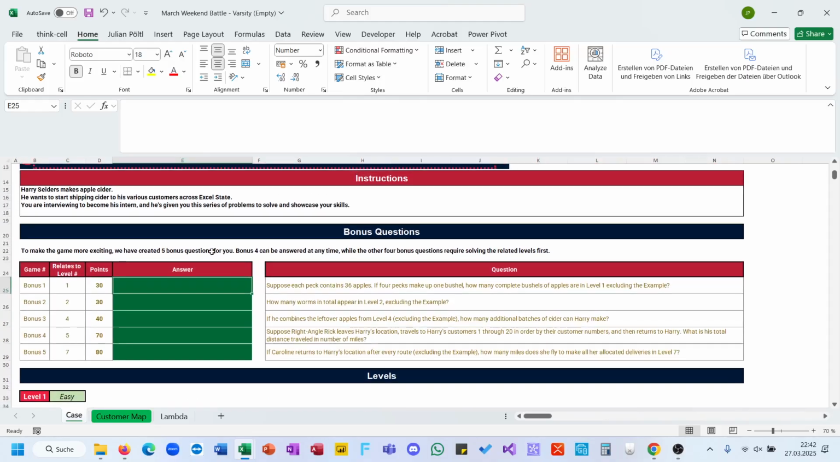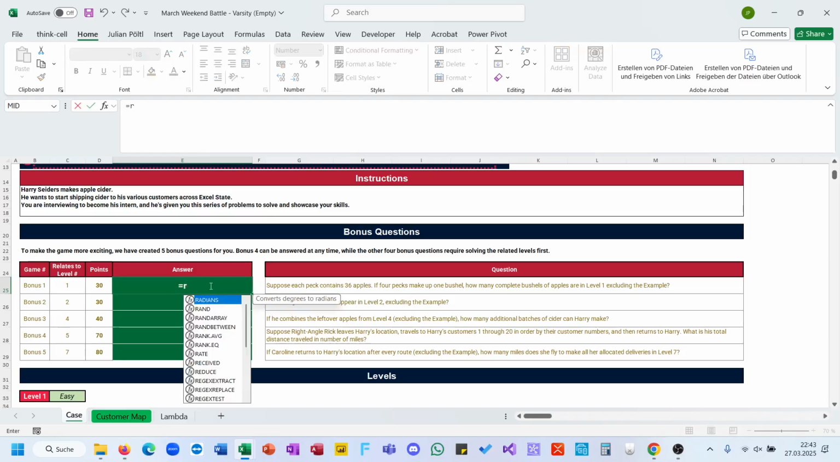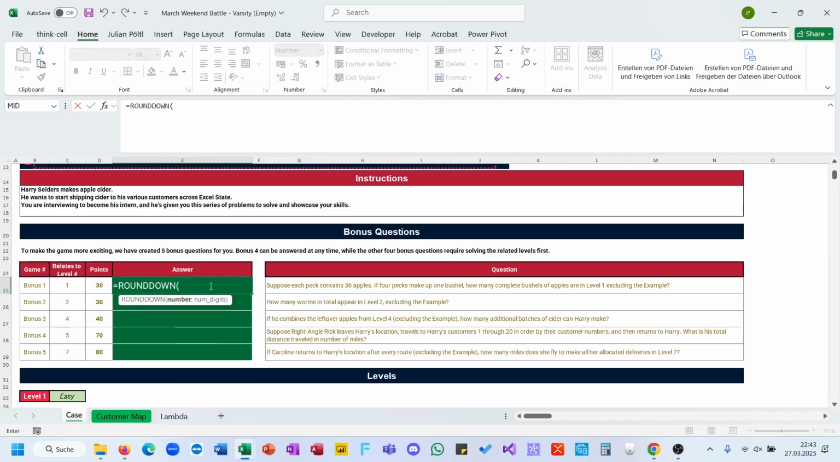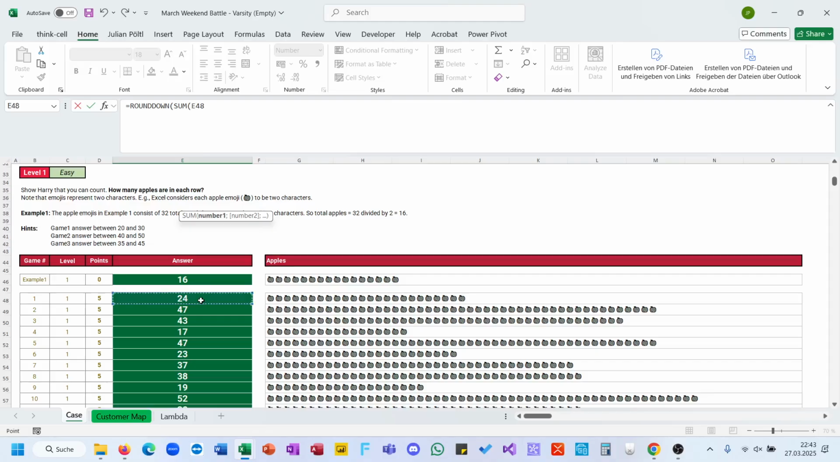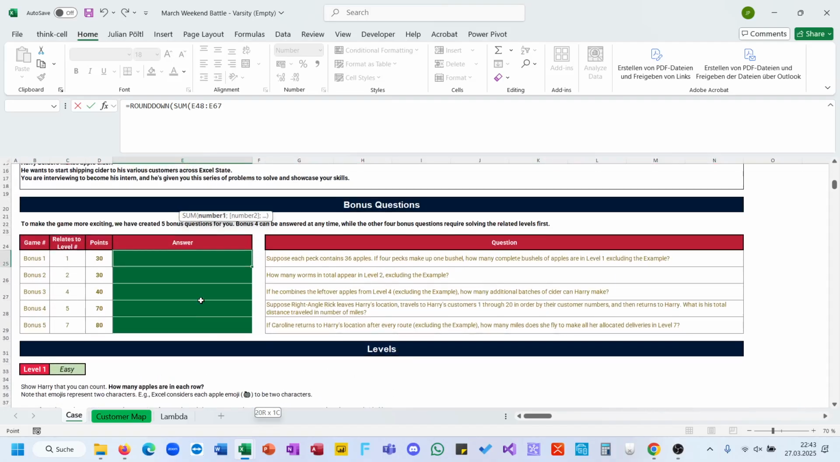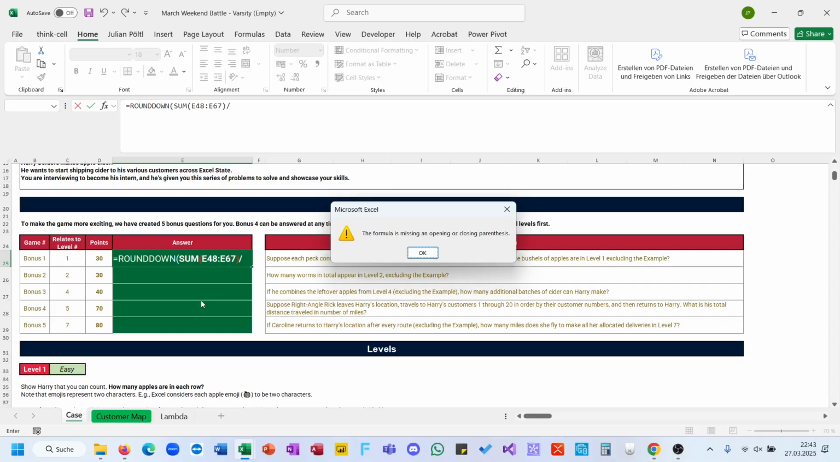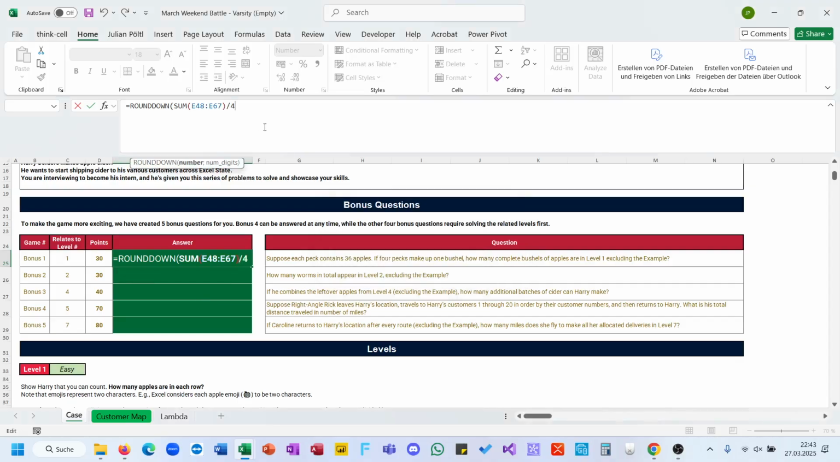How many complete bushels are in level 1? Okay, round down. Sum of this, excluding example 1. Yeah. Divided by 4, divided by 4, 4 divided by 36. 5 bushels. I think it's the same as with the university level.